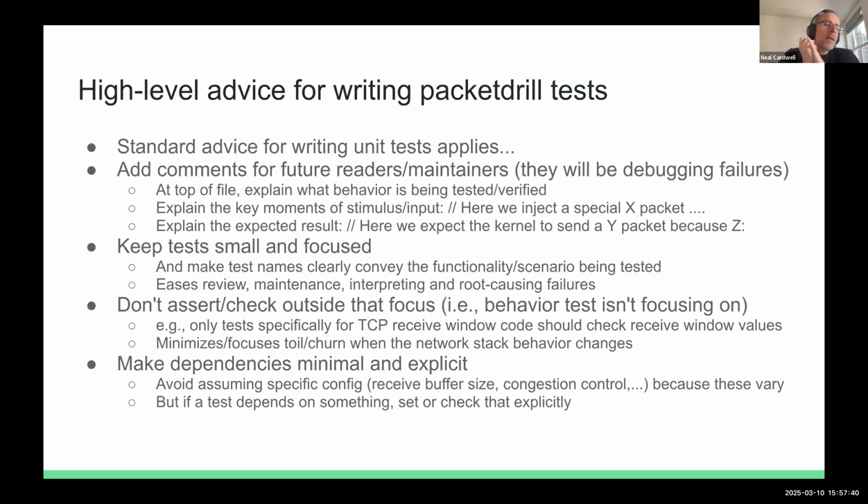And then finally, we advise making the dependencies that a test might have minimal and explicit. You want to avoid assuming specific configurations like receive buffer sizes or congestion control algorithms, because obviously those are going to vary. Each Linux distribution or each site might have different receive buffer configurations, different congestion control algorithms. So if a test depends on one of those, then it should really set or check that value explicitly. And we give an example with our example script where it was setting that the congestion control algorithm should be cubic.